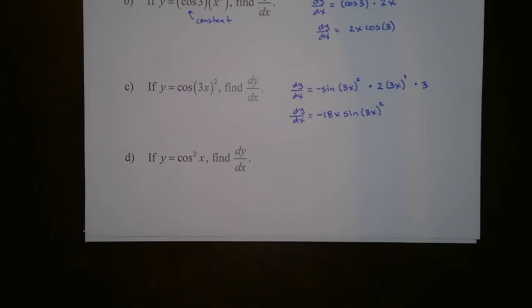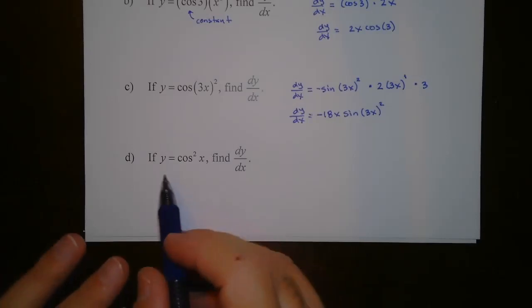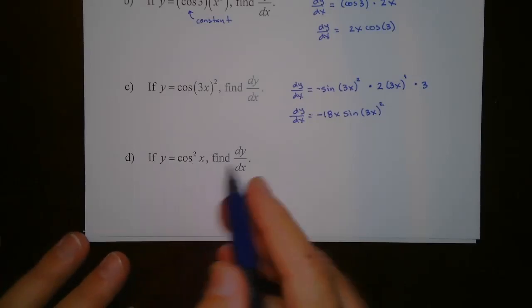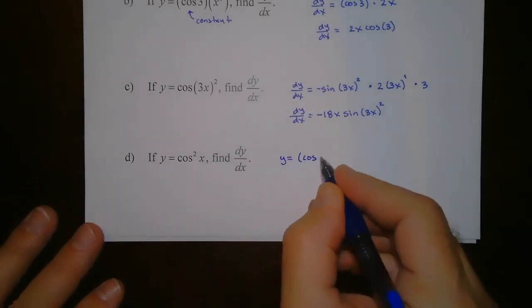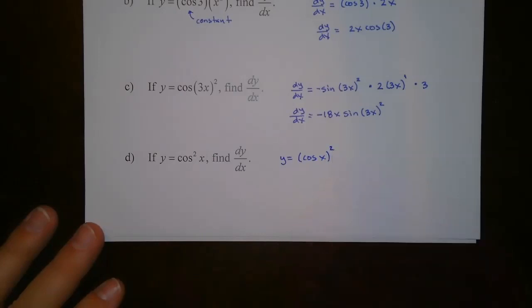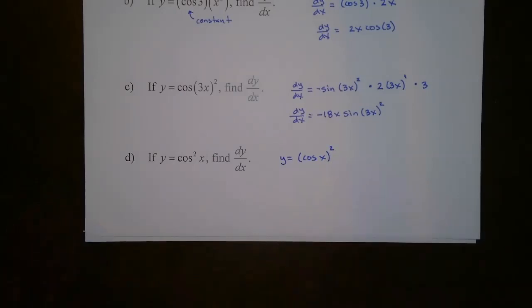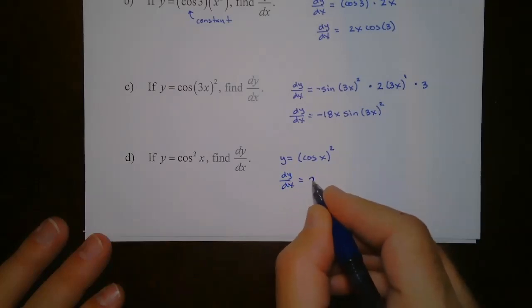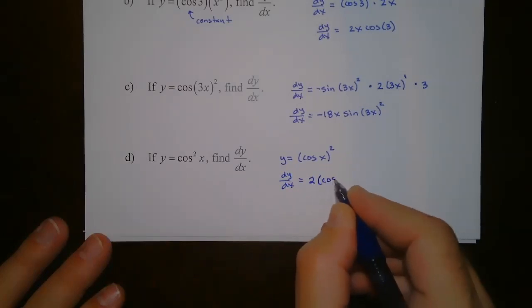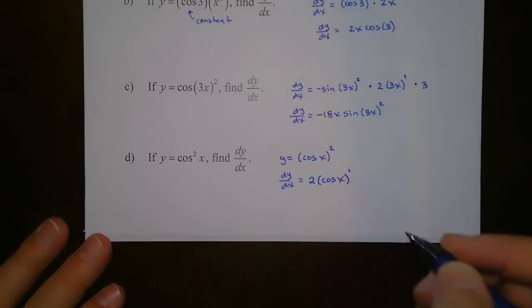So for this next problem, we have to find y equals cosine squared x. Well, really, that is rewriting that. That's really cosine of x just squared. Okay, so the outside function is the squaring function, and inside that is the cosine function. So dy over dx would equal, the power comes down, so 2 times the same base, which is cosine x, raised to the first power.